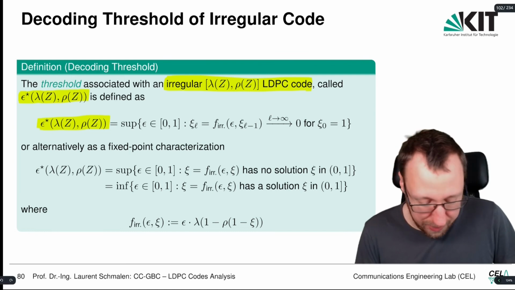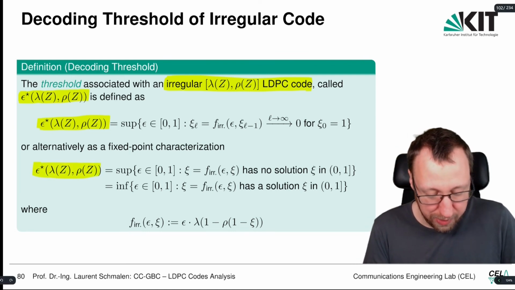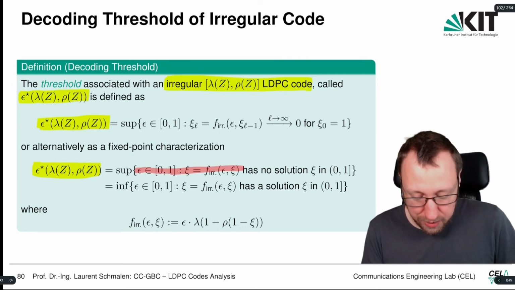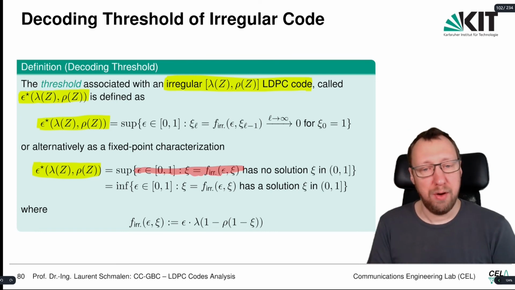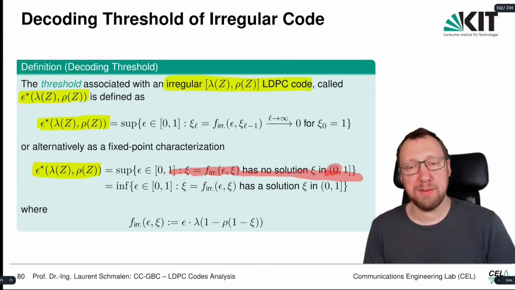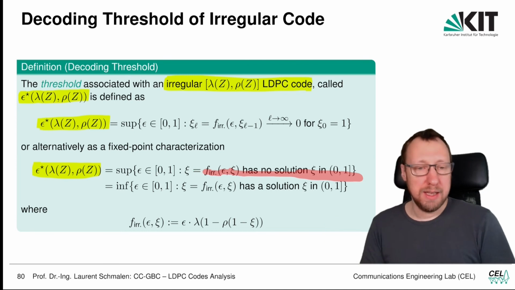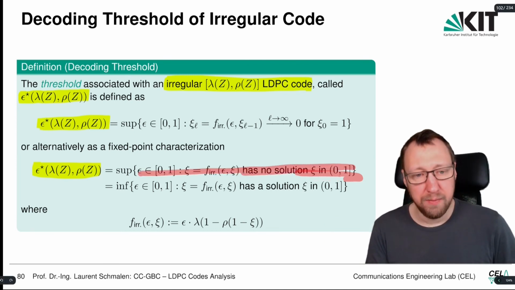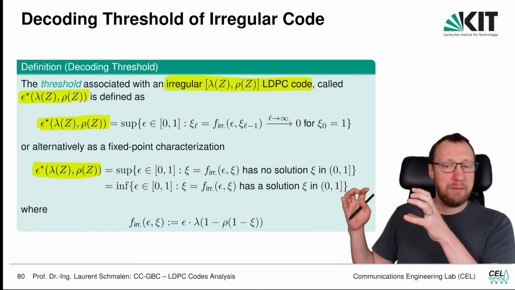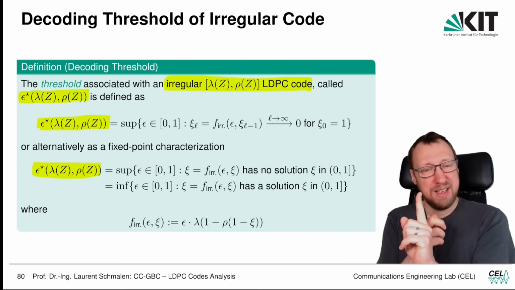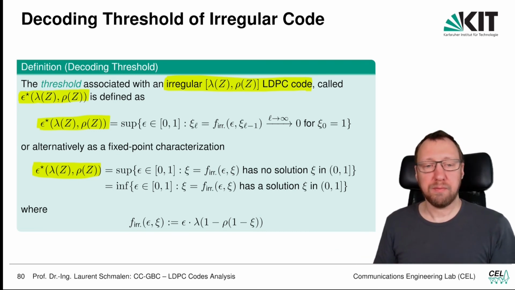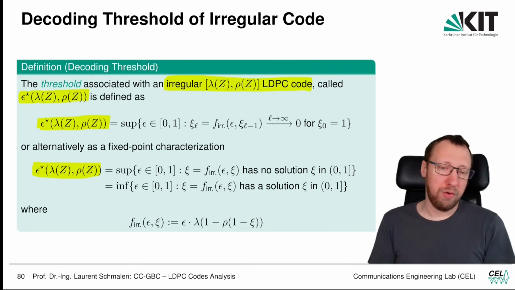And alternatively, we have a fixed point characterization. So epsilon star is the largest epsilon such that this fixed point equation, x_i equals f of epsilon, x_i, has no solution in (0, 1). We don't look at the trivial fixed point, we exclude the trivial fixed point. Or it's the smallest epsilon such that we have a fixed point. We look at all the epsilons that have a fixed point. The smallest one is the one where it barely doesn't work, and if we go a tiny bit smaller, then we will converge. But again, very same reasoning as for regular codes.